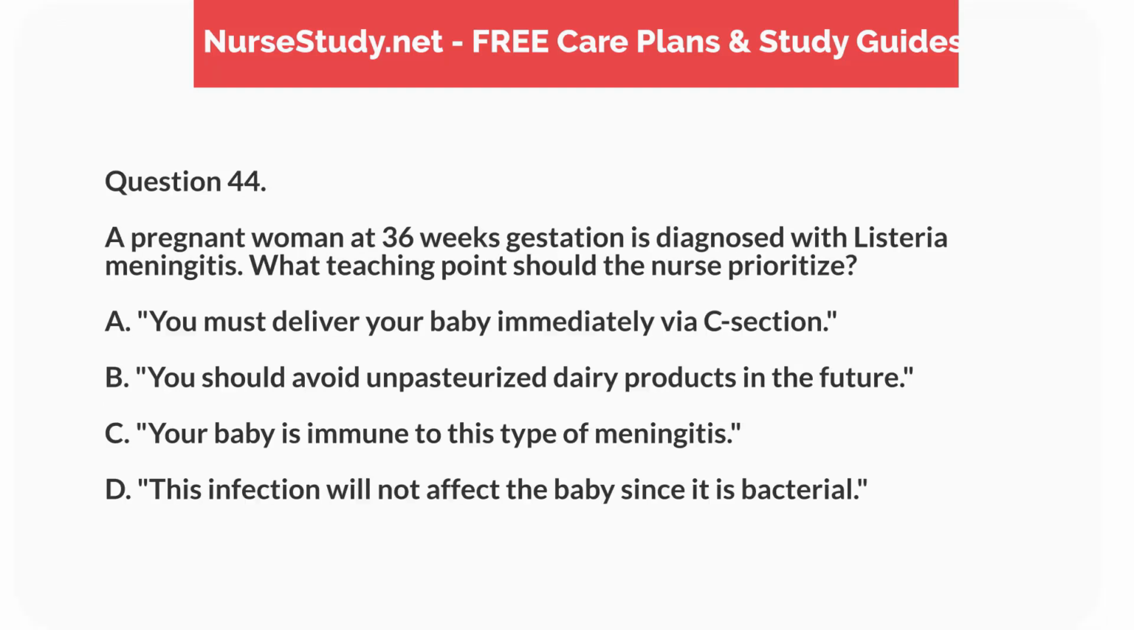Question 44. A pregnant woman at 36 weeks gestation is diagnosed with Listeria meningitis. What teaching point should the nurse prioritize? A. You must deliver your baby immediately via C-section. B. You should avoid unpasteurized dairy products in the future. C. Your baby is immune to this type of meningitis. D. This infection will not affect the baby since it is bacterial.